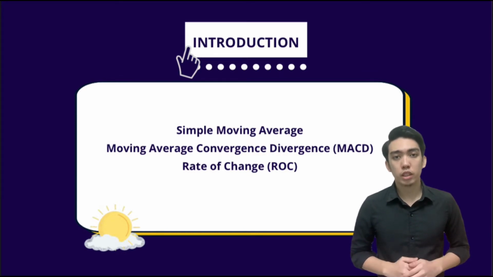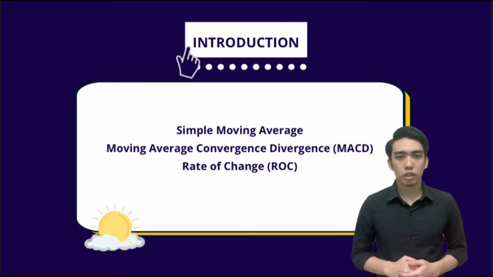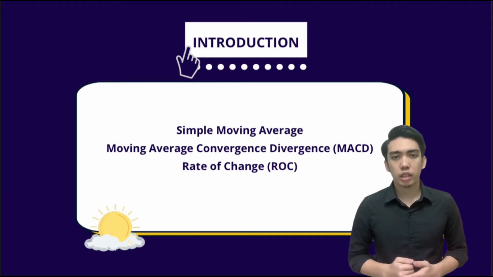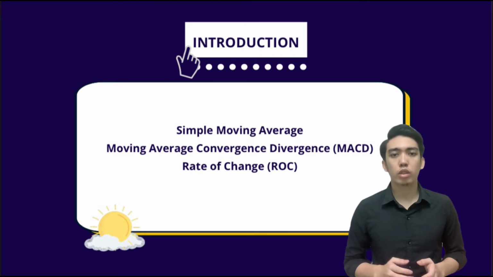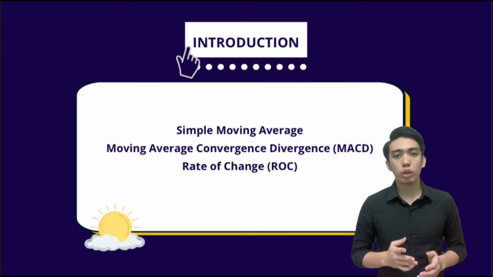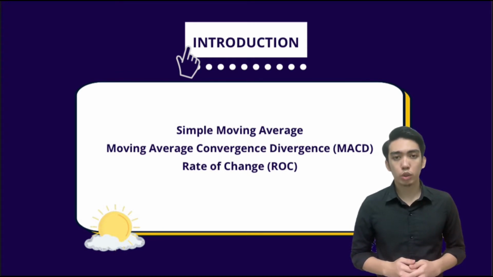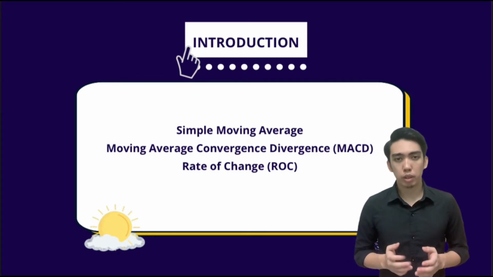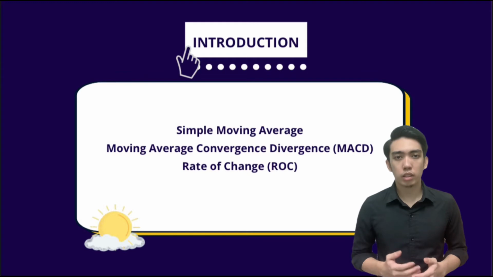Simple moving average is formed by computing the average price of a security over a specific number of periods. The second indicator, moving average convergence divergence, which we call MACD, is a trend-following momentum indicator that shows the relationship between two moving averages of a security's price. Traders use the MACD to identify when bullish or bearish momentum is high in order to identify entry and exit points of trades.